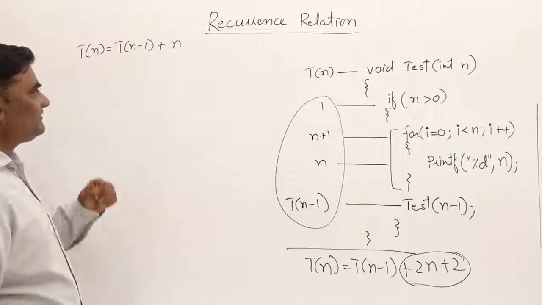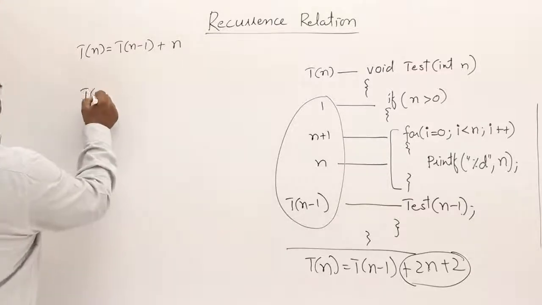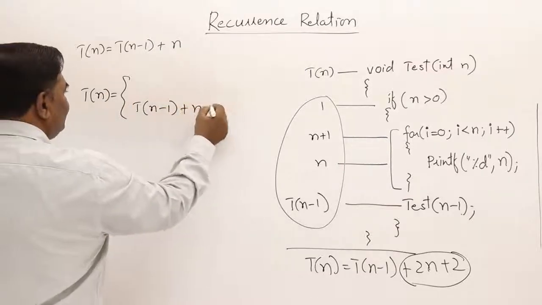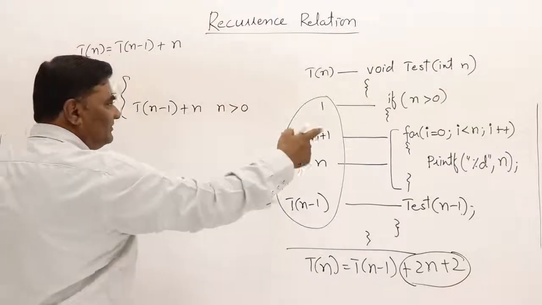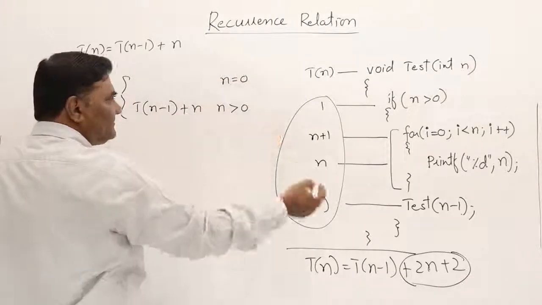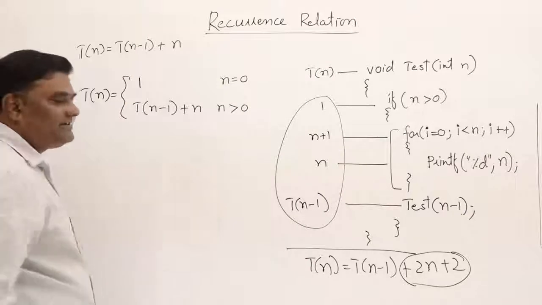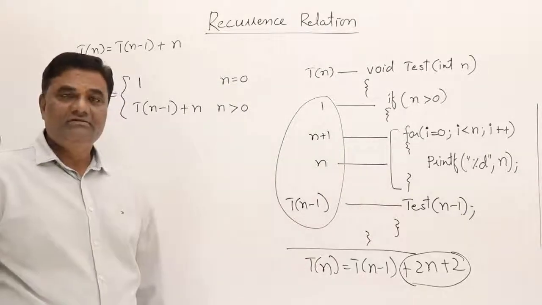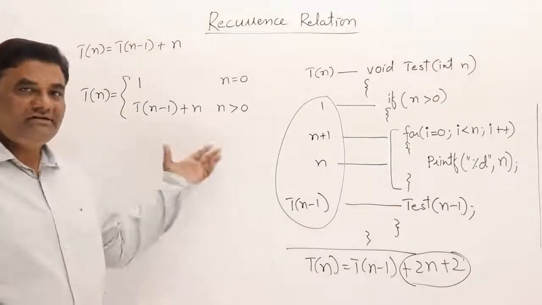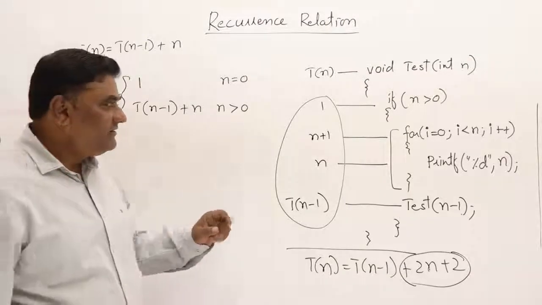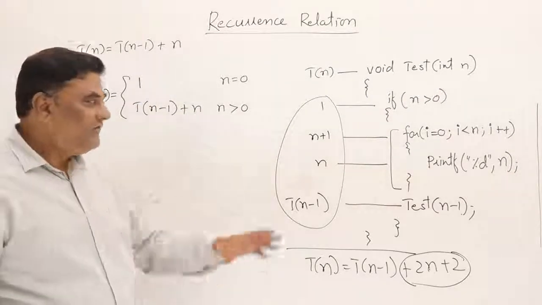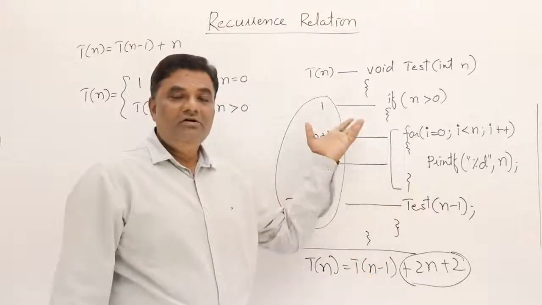Alright, so let us prepare this recurrence relation. See, Tn is equal to Tn minus 1 plus n for n greater than 0. And when n is equal to 0, what is it doing? It is doing nothing. So I can say some constant, or I will call it 1. So instead of constant, I am writing it as 1. Right? Or you can take C or anything there. So that's it. So here we have learned how to prepare a recurrence relation from a given algorithm or a function.